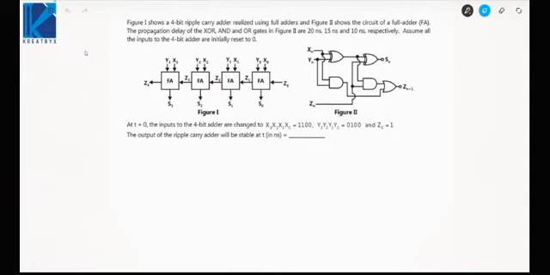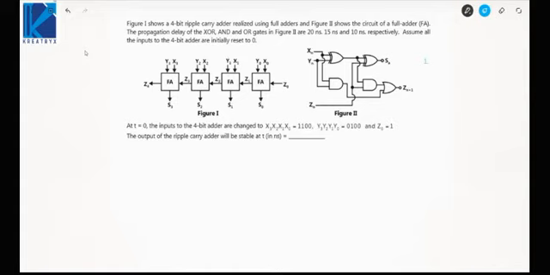Next problem. It says figure 1 shows a 4-bit binary ripple carry adder realized using full adders, and figure 2 shows the circuit of a full adder. The propagation delays of the XOR, AND and OR gates are 20, 15 and 10 nanoseconds. Assume all 4 inputs are initially reset to 0. At t equal to 0, we are applying the inputs. We need to find the time at which the output will be stable.